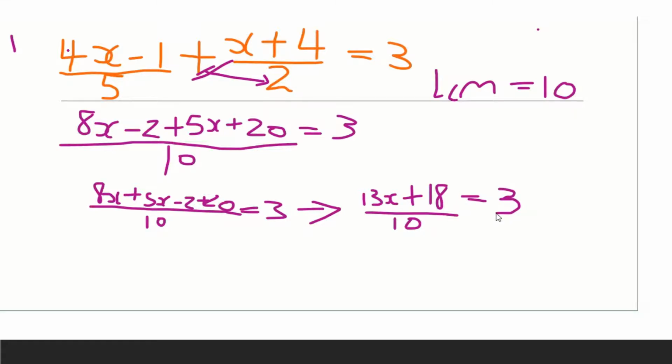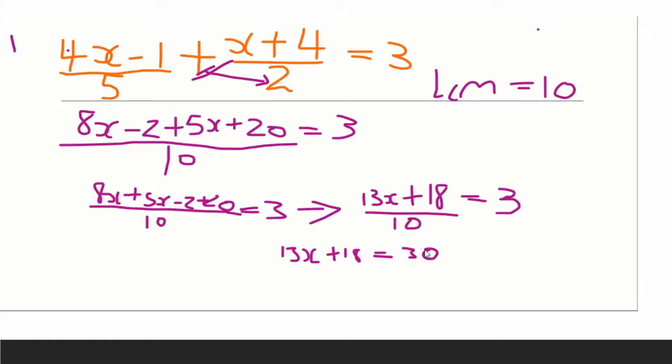Okay, so now we would like to get rid of our 10. So what we are going to do is multiply each side by 10. So doing that, we get 13x plus 18, and that's equal to 30.